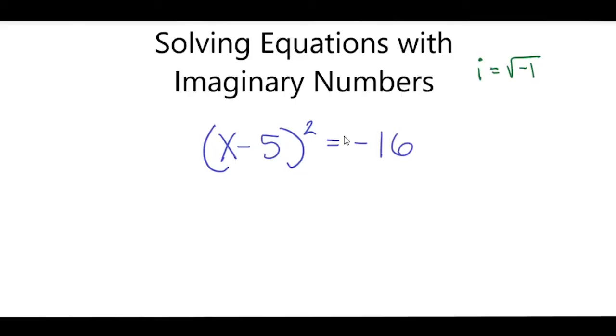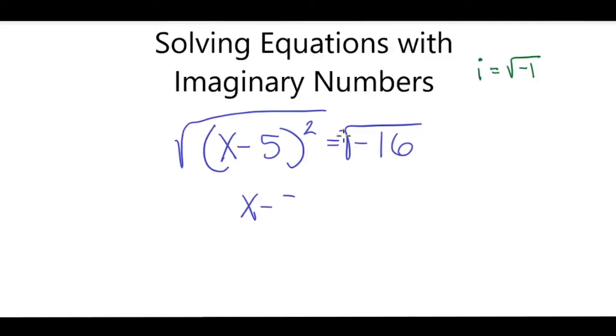Hello again. Today we're solving equations with imaginary numbers. So here I have (x - 5)² = -16. If you've seen any of my other videos, you'll know that you're supposed to take the square root of both sides of this equation. What that does is the square root cancels out the square.